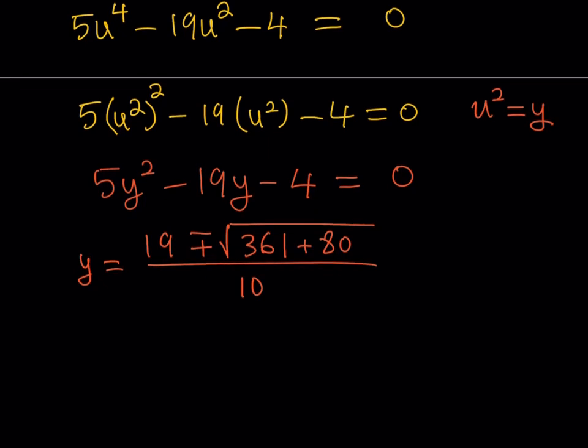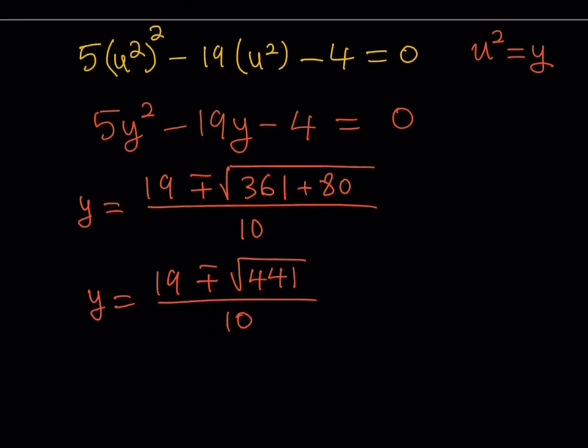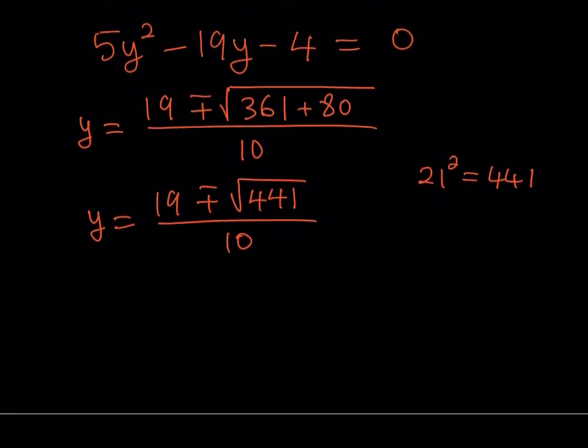Let's see if this is going to simplify anymore. Well, first of all, we have to take care of the radical here. What is 361 plus 80? That should be 441. That's actually a number that I remember from a long time ago. For some reason, that number just stuck with me. And 441 is 21 squared. So in other words, the square root of 441 is equal to 21, which makes this problem a lot easier to solve because the answers are going to be rational. Cool. So y is going to be, from here, 19 plus minus 21 over 10. Now, at this point, we can go ahead and split it up to get our solutions separately because the plus minus doesn't really make much sense here.